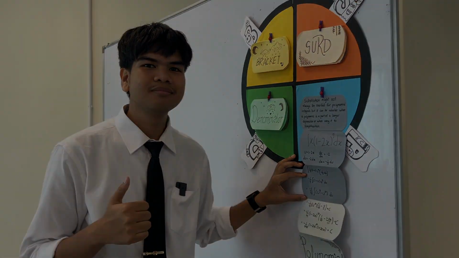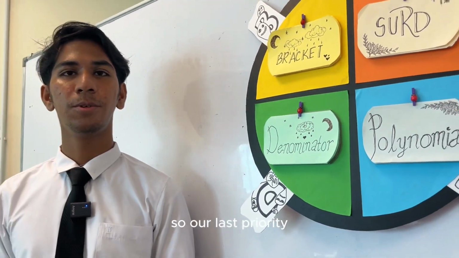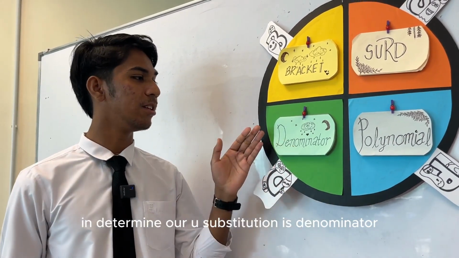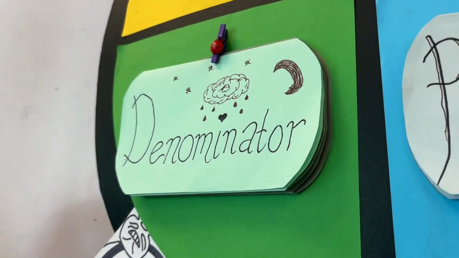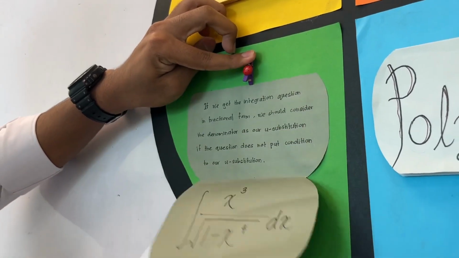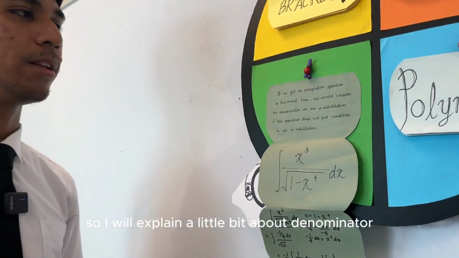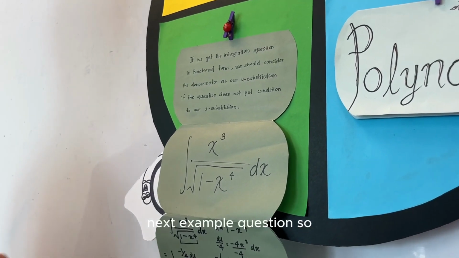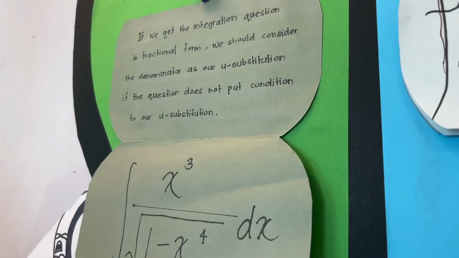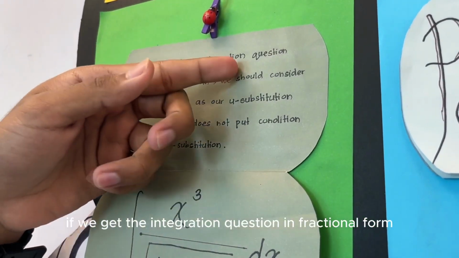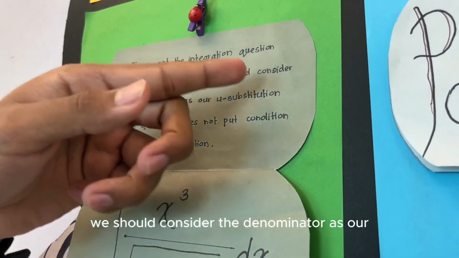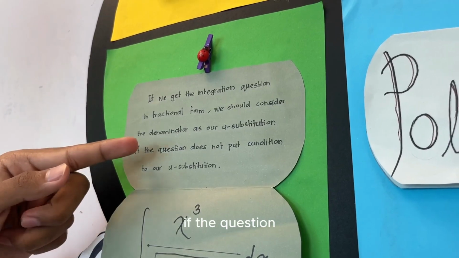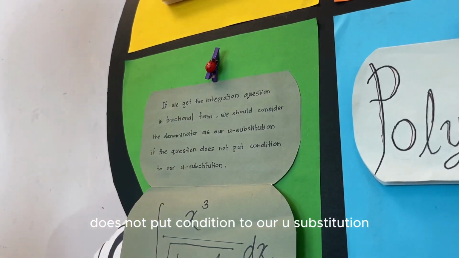So our last priority in determining our U substitution is the denominator. So, I will explain a little bit about the denominator and we will proceed to our next example question. So, if we get the integration question in fractional form, we should consider the denominator as our U substitution if the question does not put a condition on our U substitution.